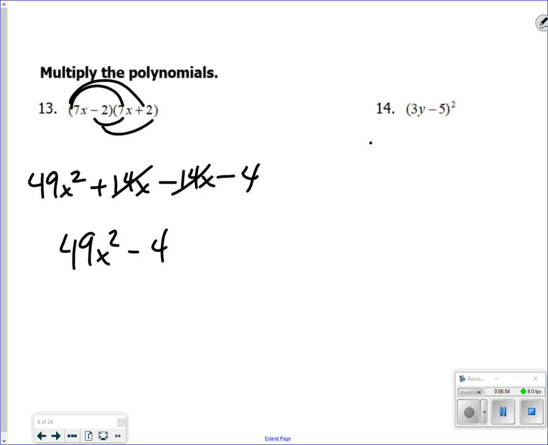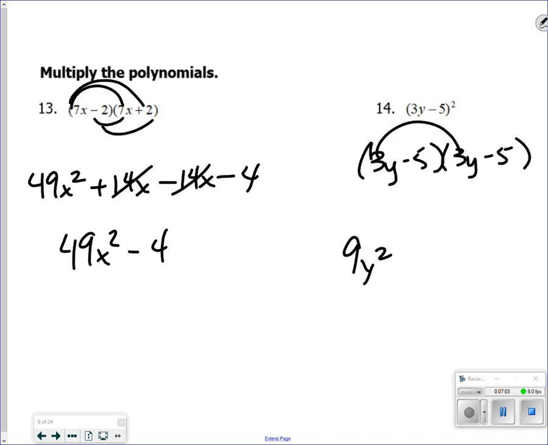And then the last one, because you are taking a binomial and squaring it, you're going to multiply it times itself. So again, first, outer, inner, and last.